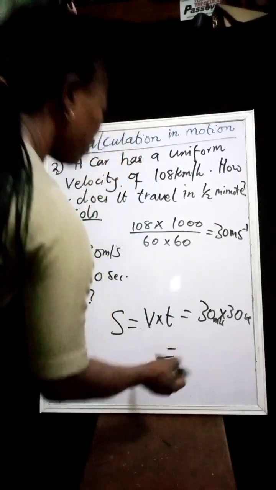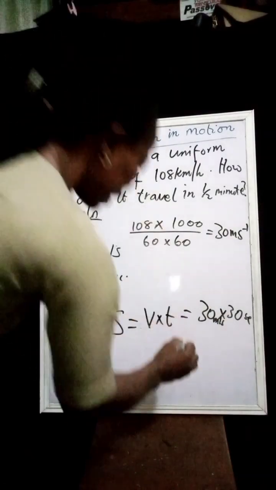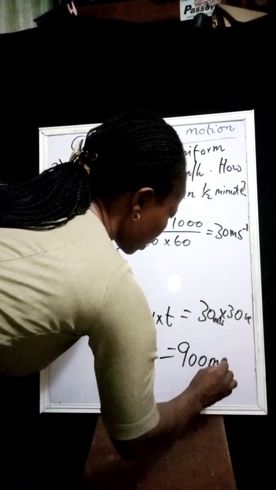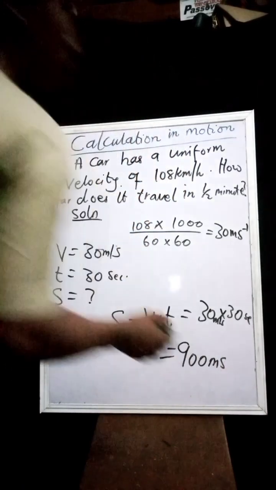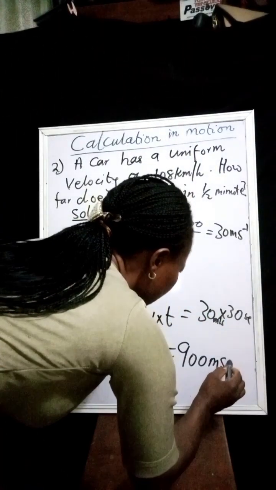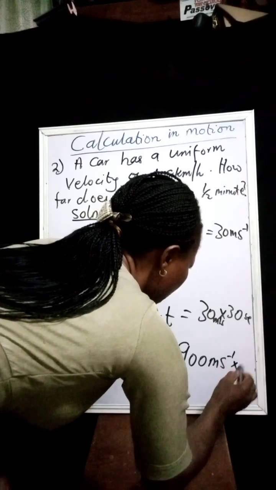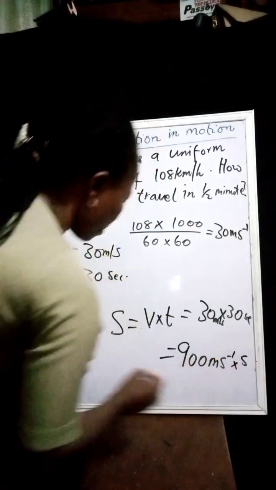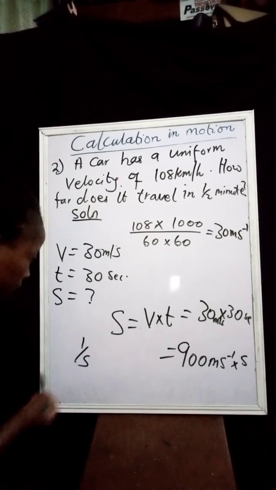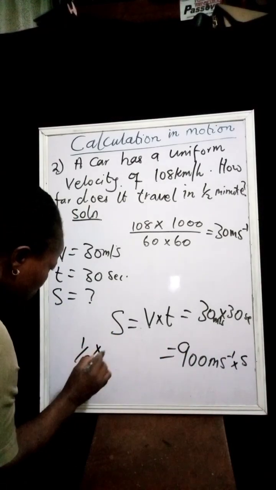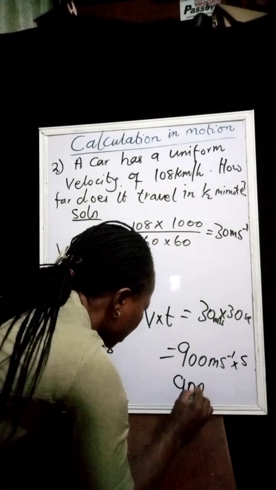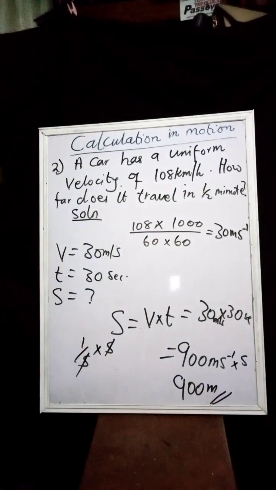So in that case now we have 30 multiplied by 30 will give us 900 what? Meters per second multiplied by second. Remember that per second is the same thing as 1/second. And since we have second there, that means multiply by second. Second will now cancel second, such that we have 900 meters.